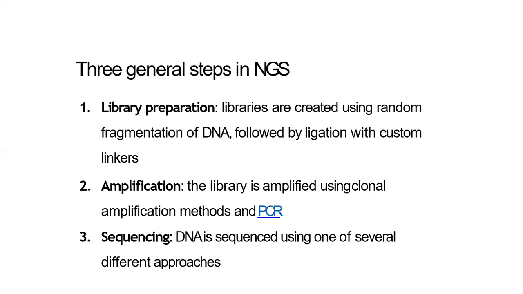There are basically three steps to next generation sequencing: library preparation, amplification, and the actual sequencing step. So libraries are created using random fragments of DNA followed by ligation with custom linkers. Amplification step, the library is amplified using clonal amplification method and PCR. The third step, that is sequencing, for which we make use of one of the several different approaches.